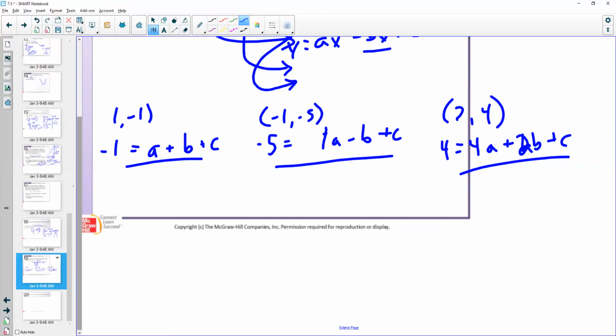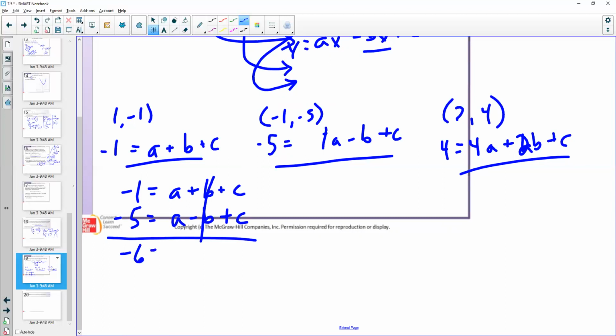Remember when you did systems of equations in 095? Either that or it's been a long time. So we can solve systems by substitution or by elimination. Here I can get rid of that. So I get -6 equals a, 2a plus 2c, right?